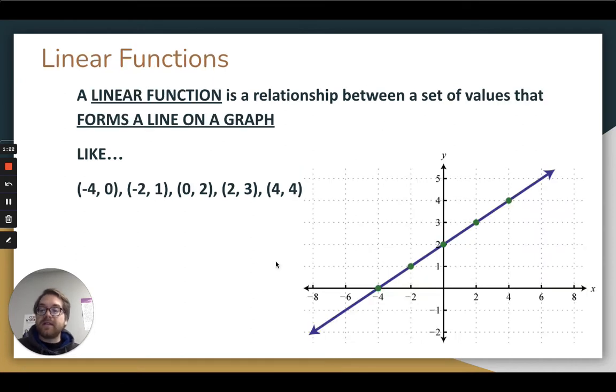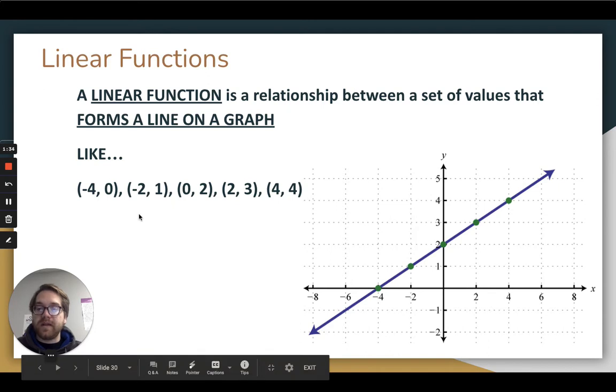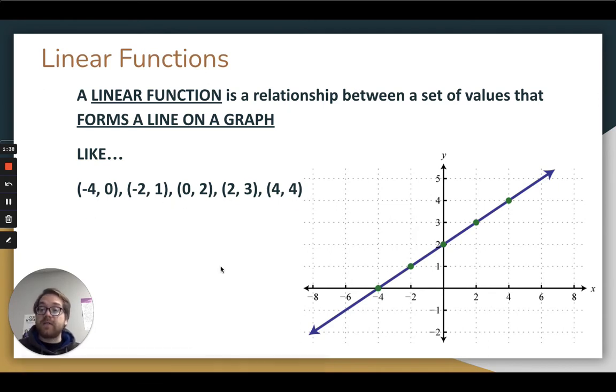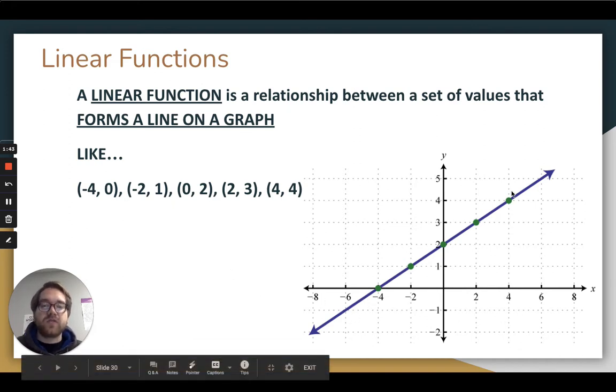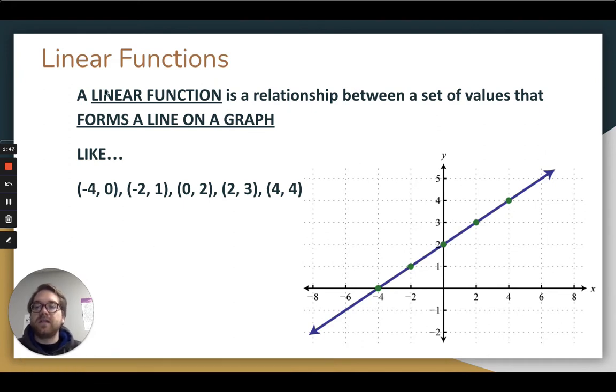What we're talking about this lesson is a specific type of function called a linear function. That's a relationship between a set of values that specifically forms a line on a graph. So if we have points, like these coordinate points here, that are a function, right? They're a set of related values, and they specifically form a straight line on a graph. Okay, that is called a linear function. You can see the word line inside of linear. So that's a very common type of function. We work with it often in algebra.